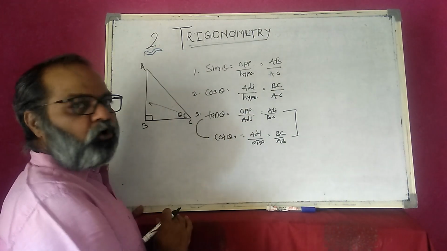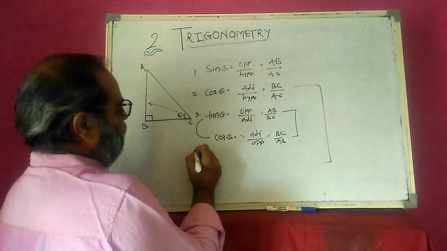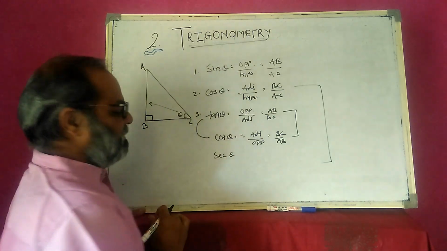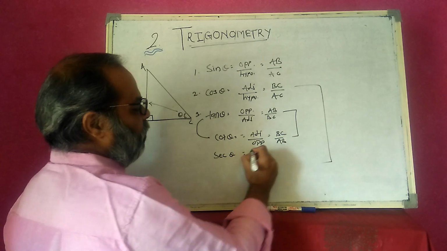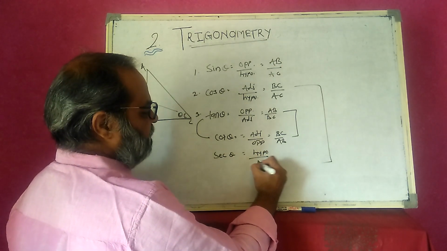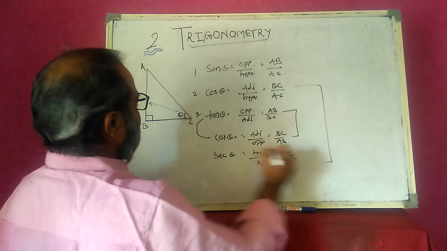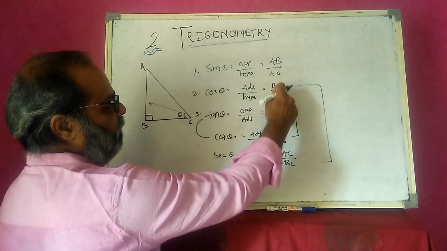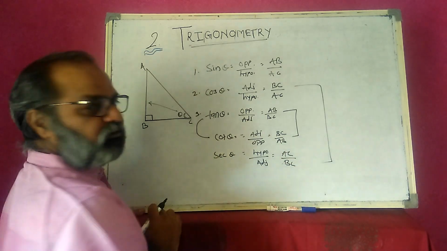Next is the inverse of cos. It is secant, sec theta. The inverse of cos is hypotenuse divided by adjacent side. The hypotenuse is AC and the adjacent side is BC. Look here: BC upon AC is cos theta. Take the inverse, AC upon BC is sec theta.